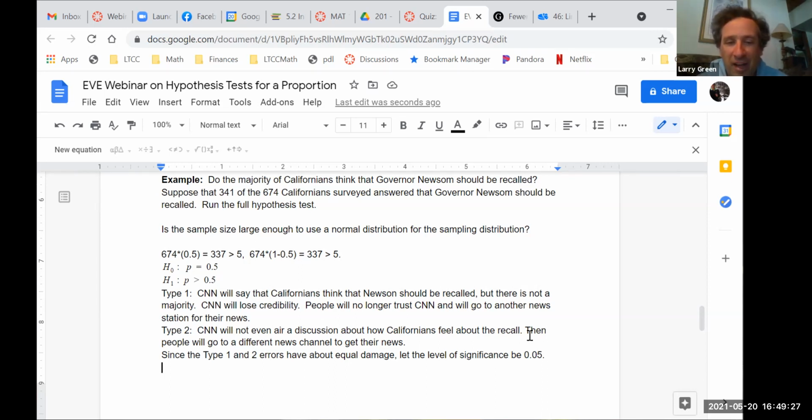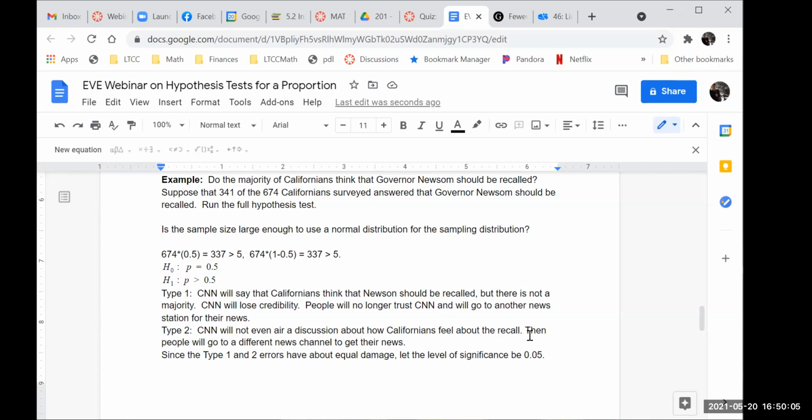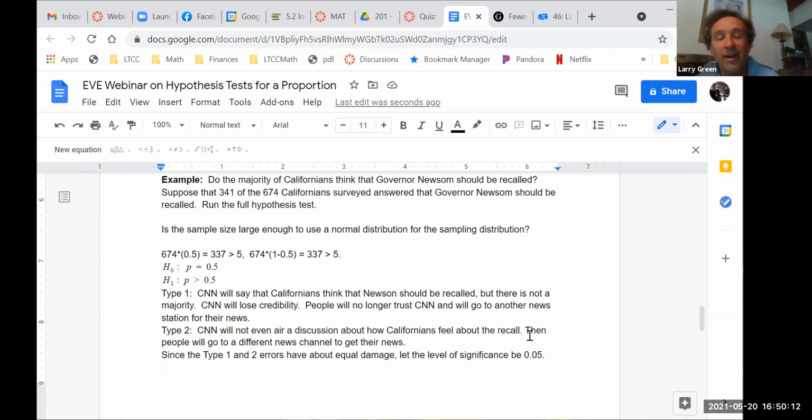All right, do you remember what the next step was after choosing the level of significance? Do you remember the next step? Nobody remembers? Test statistic and p-value. Yeah, use your calculator. It's going to be slightly different, but nothing significantly different.